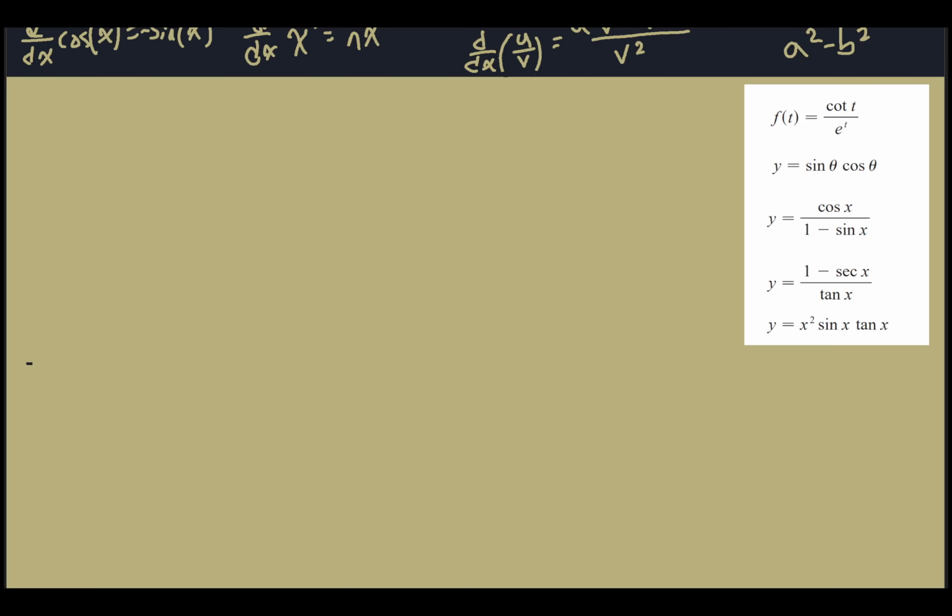We've been doing a lot of trig functions with the product and quotient rule, but I think that they're important. So I'm going to do these two for this video. Hopefully we can get through them quickly. I want to do the sine times cosine one first because it seems like it'll be faster.